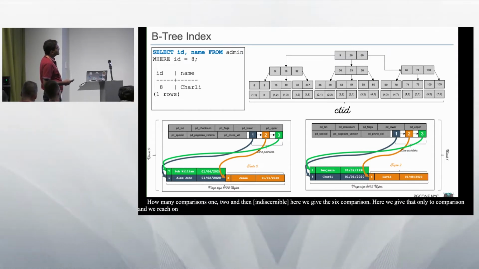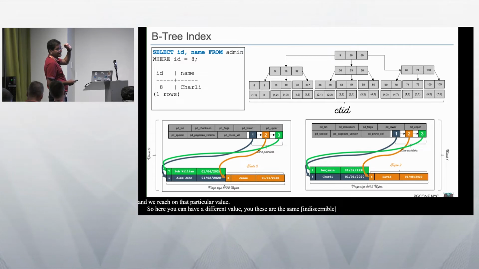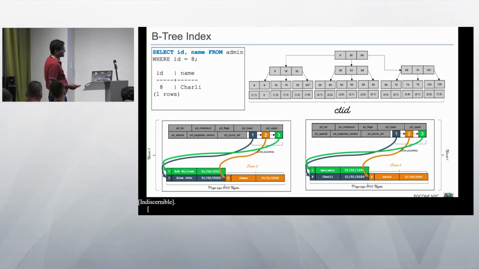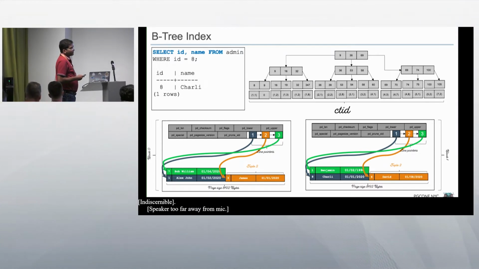Here you can have a different value, you go there, these are the same CTIDs. I told you before that every row has its own CTID, which consists of the block number or page number and the offset. So we directly reach it after 2 comparisons, whereas here we did 6 comparisons. That's the benefit of B-tree. So where is the actual information? It's not stored here in the index. The actual information is stored in the actual heap. The index is just a pointer to that.